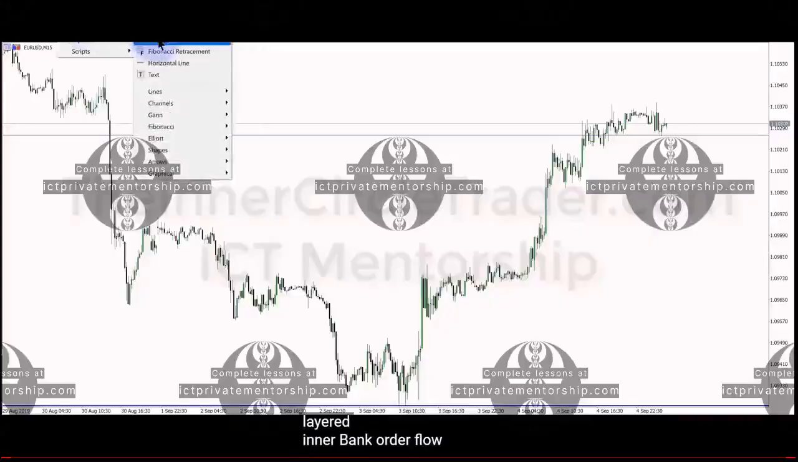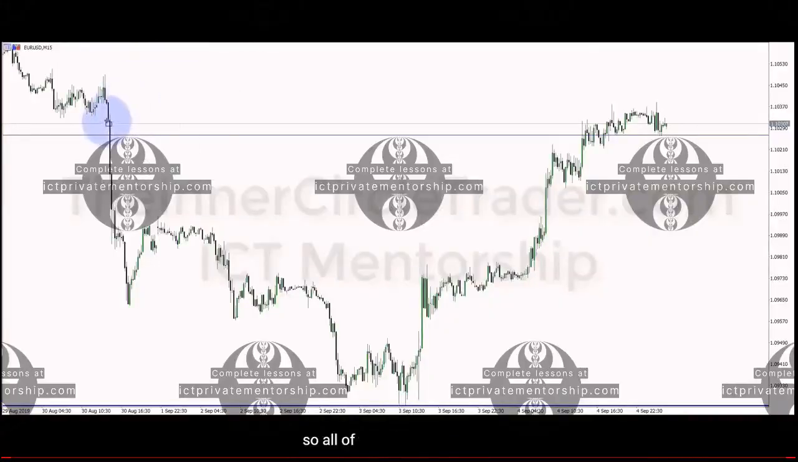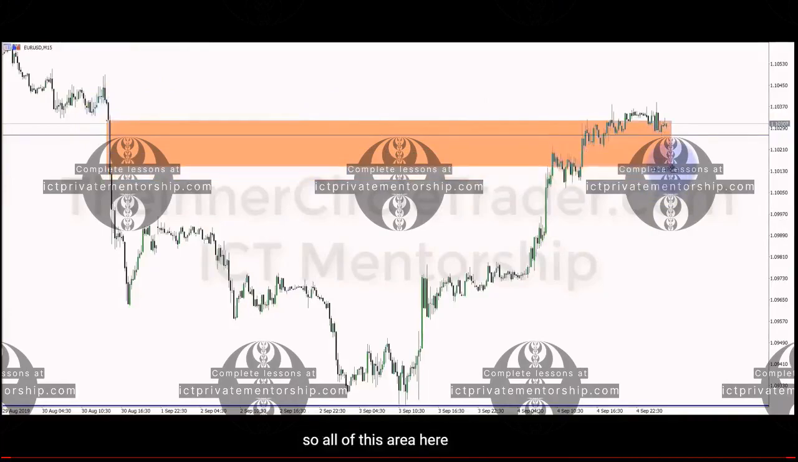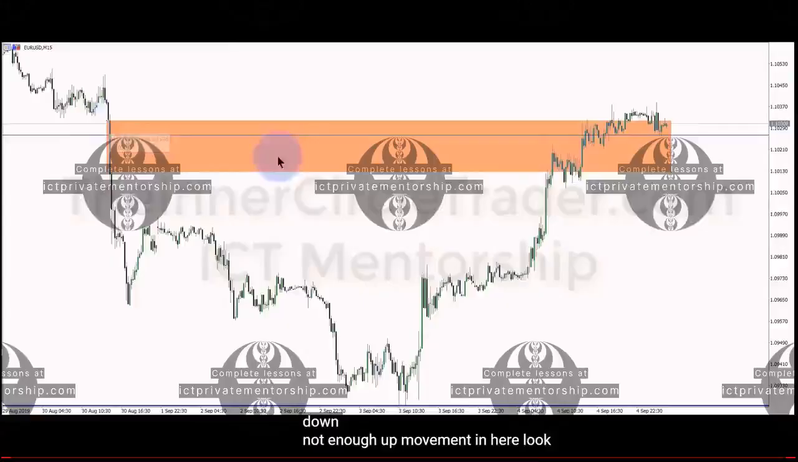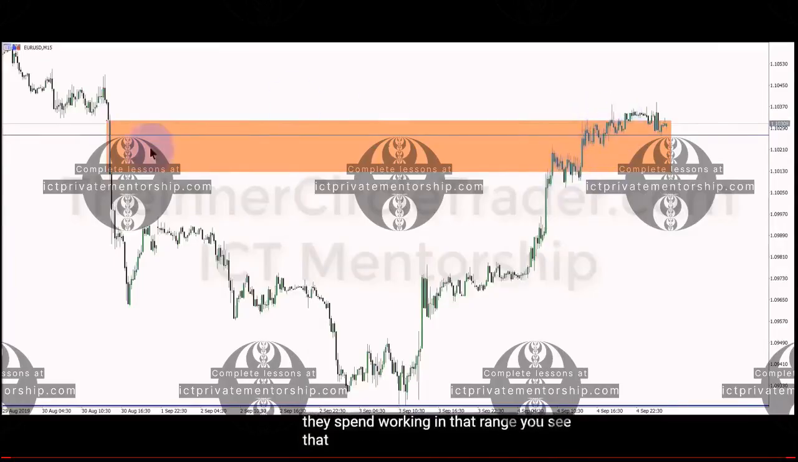So all of this area here where it was all imbalanced to the downside. Too much sell side, not enough buy side. In other words, it only went down, not enough up movement in here. Look inside this shaded area, how much time they spend working in that range. You see that? All of this is where interbank is going to be working a lot of future price delivery. And you see it happening here.